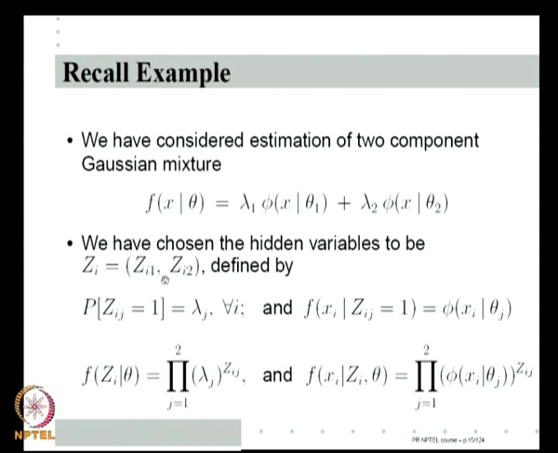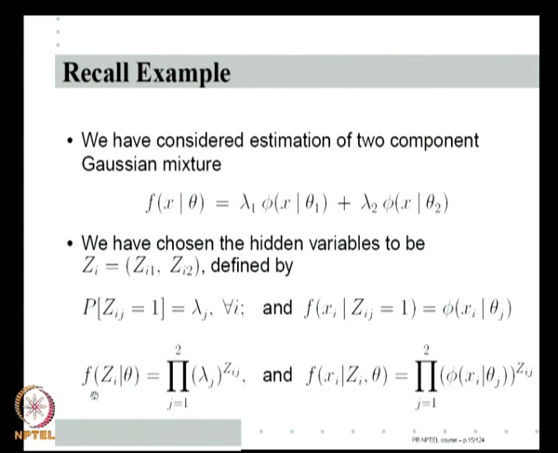Because Zi is a vector of these 2 binary variables and only one of them will be on at any given time, I can write the mass function of Zi, f(Zi given theta), as the product of lambda j to the power Zij, that is lambda 1 to the power Zi1 into lambda 2 to the power Zi2. If Zi1 is 1, then Zi2 is 0, so this becomes lambda 1, and vice versa. Similarly, f(xi given Zi, theta) can now be written as the product over j equal to 1 to 2 of phi(xi given theta j) to the power Zij. Once again, when Zi1 is 1 and hence Zi2 is 0, this becomes phi(xi given theta 1), and when Zi2 is 1 and Zi1 is 0, this becomes phi(xi given theta 2).